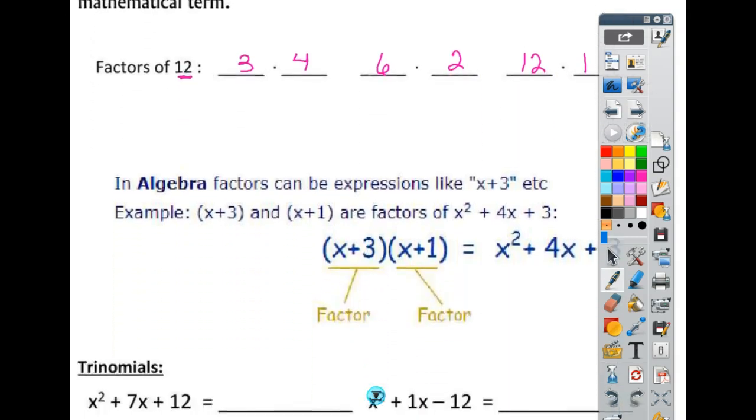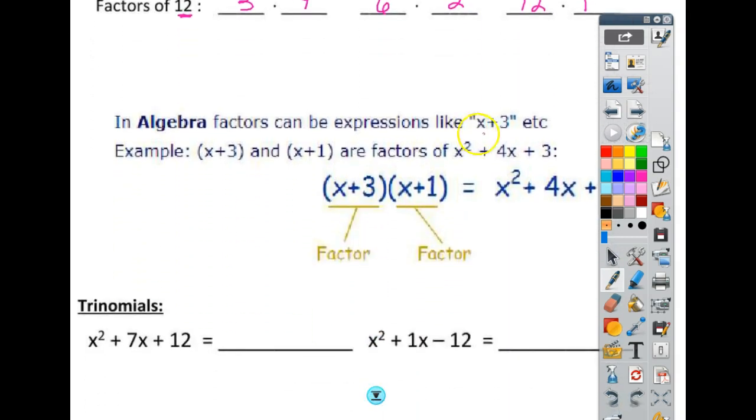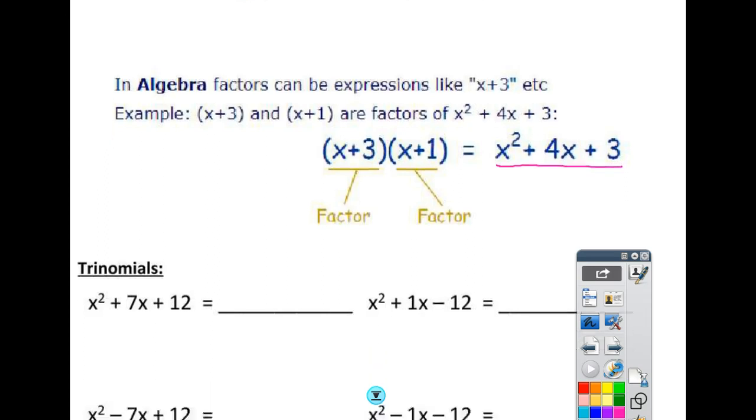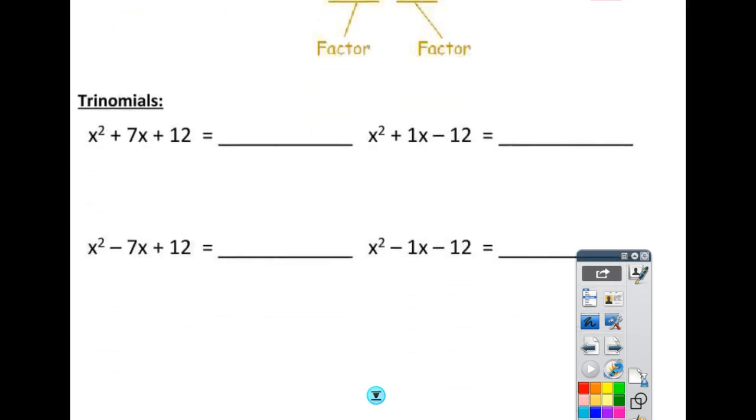Okay, so in algebra, it means that things like x plus 3 could be a factor. It might not just be a number. So x plus 3 and x plus 1 are factors of x squared plus 4x plus 3. So that's a factor, that's a factor. Okay, so I think one thing that really gets on y'all's nerves is the whole signs, the plus and the minus. I think that kind of throws y'all off a little bit.